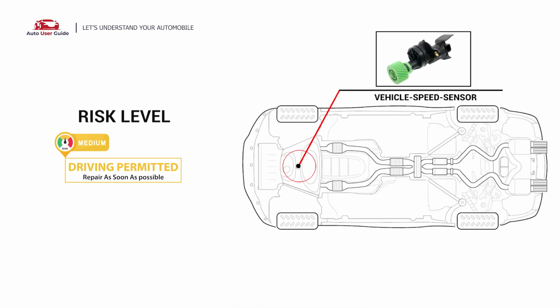This error code triggers when your car's powertrain computer receives an abnormally low voltage signal or no signal at all from the primary speed sensor, which tells the car how fast it is moving. Under this circumstance, short-distance driving is permitted, but your vehicle should be repaired as soon as possible.